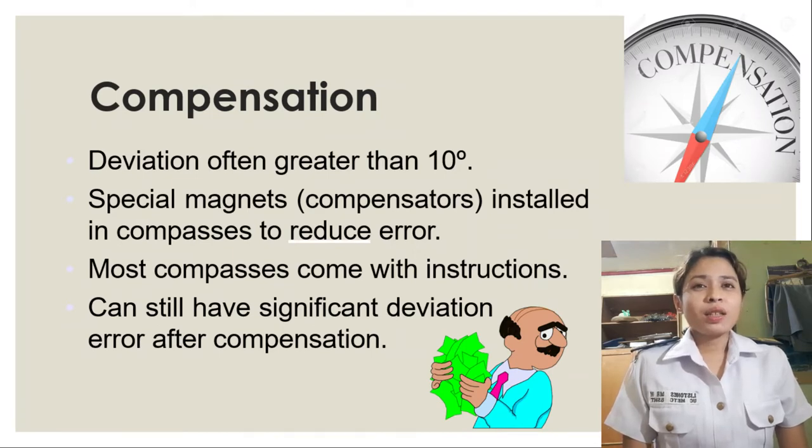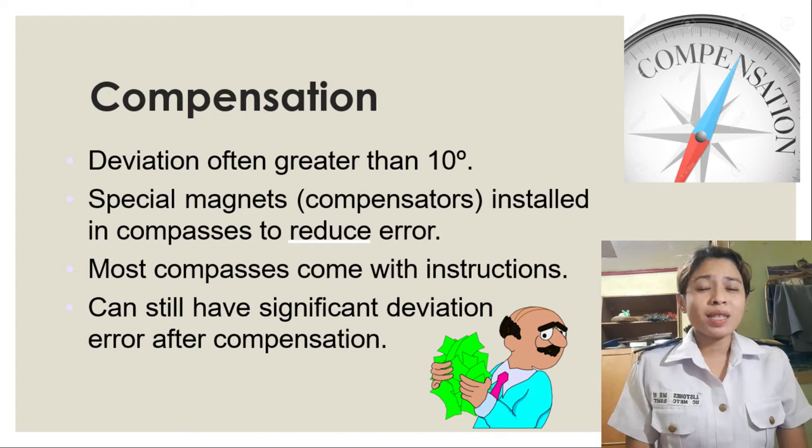For compensation, deviation often is greater than 10 degrees. Special magnets, such as compensators, are installed in compasses to reduce the error. Most compasses come with instructions and can still have significant deviation error after compensation. The term compass compensation refers to any change in the current supplied to compass compensation coils whereby the errors due to degaussing are reduced. With the help of compensation, it could give us an idea on how to neutralize the effects exerted on the magnetic compass.